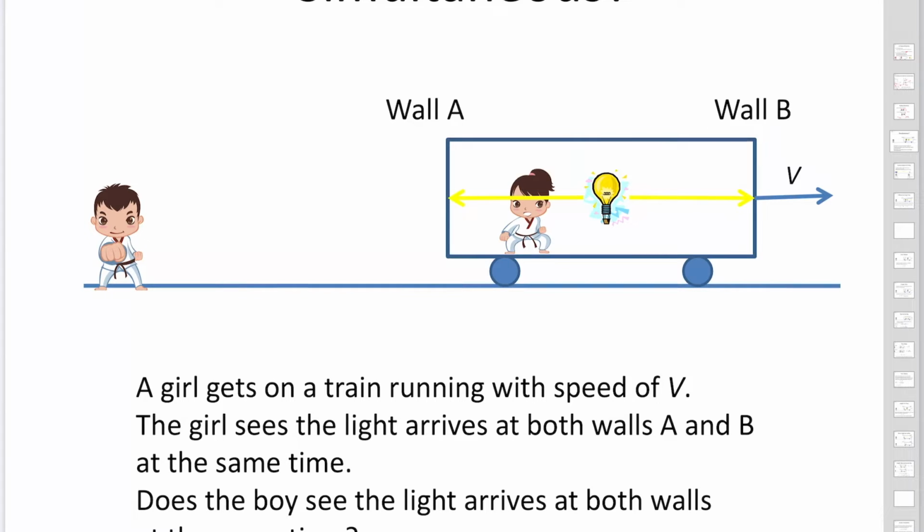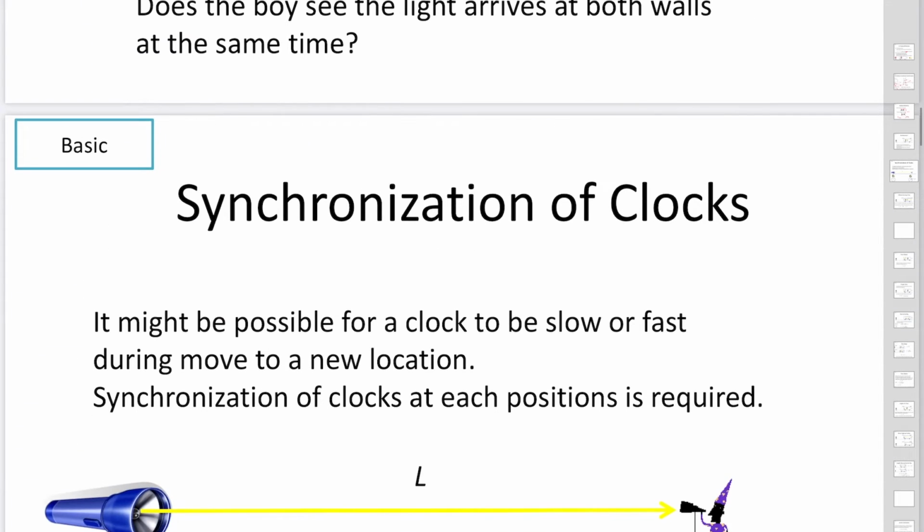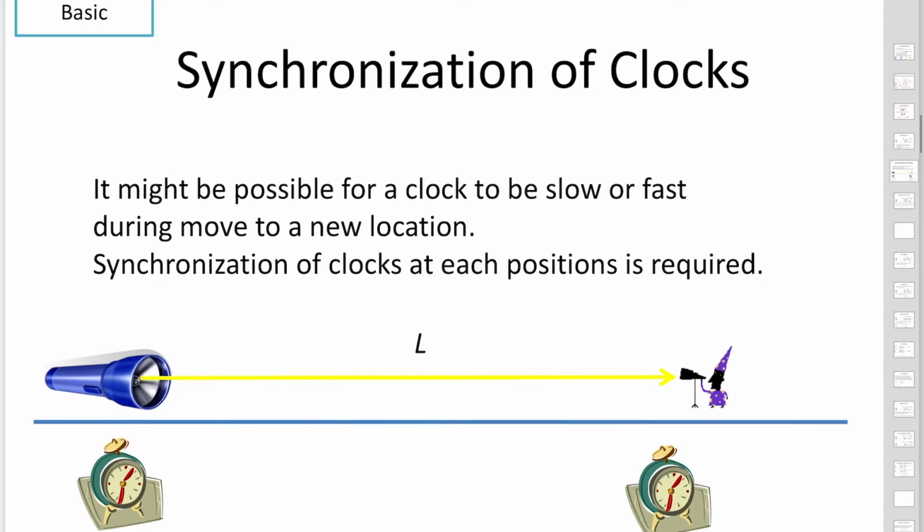The girl sees the light arrive at both walls A and B at the same time because, as I said, the source of the light is located at the middle of the train. Does the boy see the light arrive at both walls at the same time? Let's find out if the boy sees the light arrive at both ends of the wall at the same time.